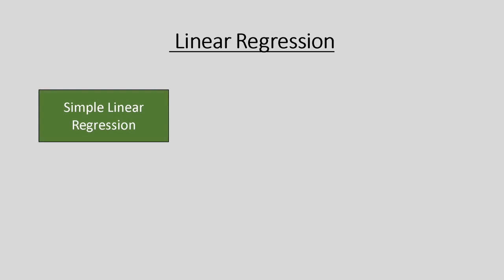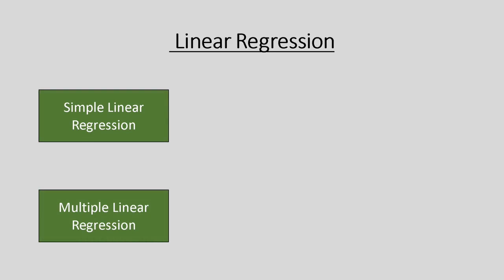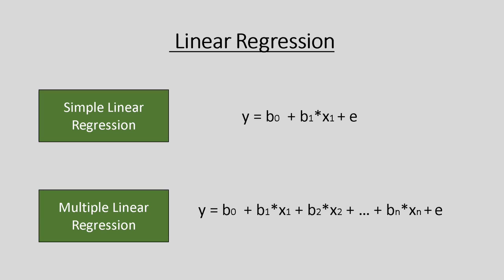There are two types of linear regression, the simple linear regression and multiple linear regression. Simple linear regression uses one dependent and one independent variable. Multiple linear regression uses one dependent and two or more independent variables. Now this changes the formula that they use to find the best fit line. So simple linear regression uses y equals b0 plus b1 x1 plus e, where x1 is the only independent variable, and multiple linear regression uses this formula to bring in all the independent variables.